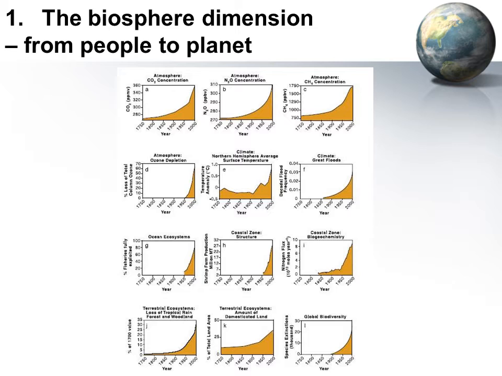The first core dimension of ESD is the biosphere dimension. This recognises the interconnectivity between the well-being of people and the natural environment. It acknowledges that human problems and ecological problems are inextricably intertwined and need to be understood in relation to one another.